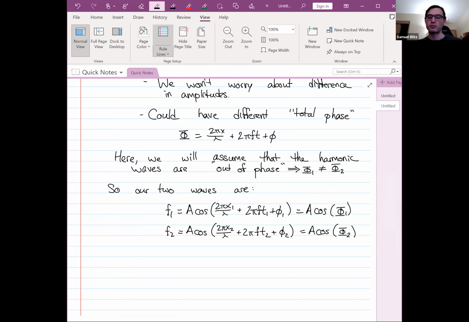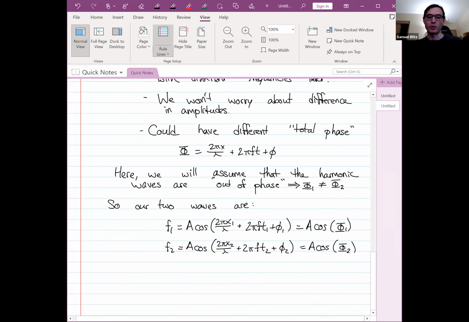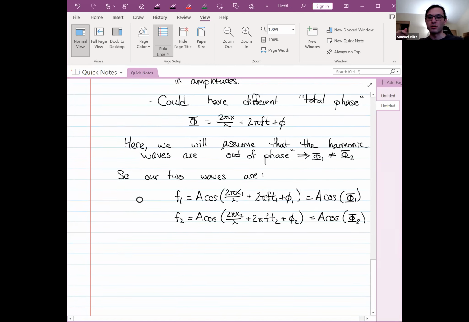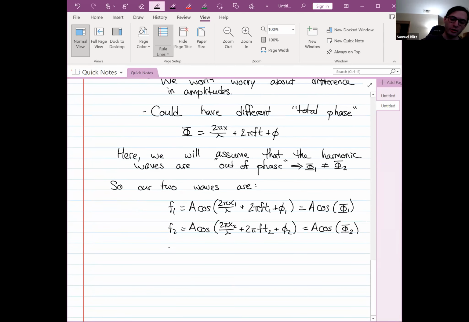Important point. We're not worrying about having different frequencies yet. We'll talk about that at a later date. And the same goes for lambda, for wavelengths. So the point is here, t1 measures the amount of time wave 1 has been going. And similarly, t2 measures the amount of time that wave 2 has been going.